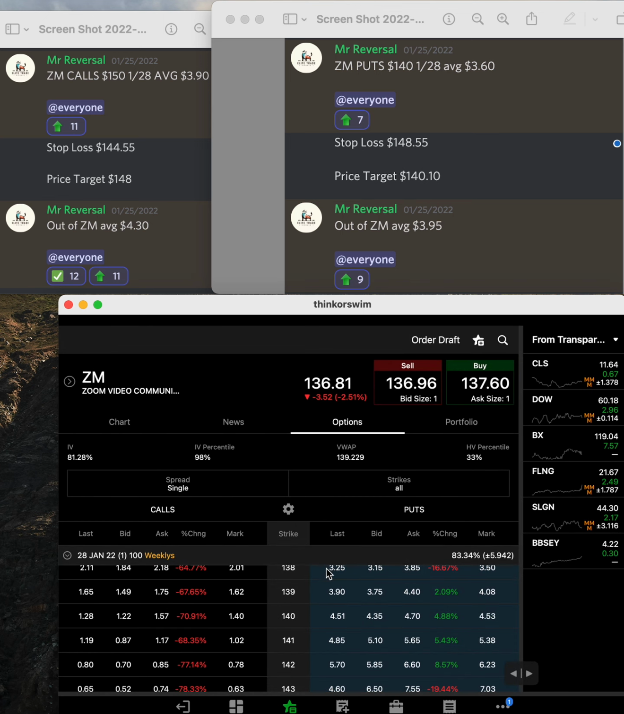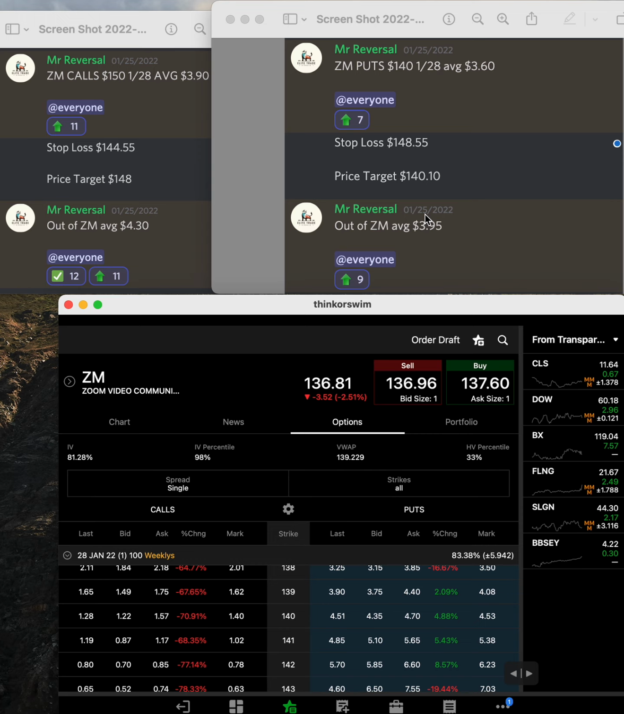hit that Zoom trade that we're in, and then exit if the stock price is rising, because with puts we want it to go down. And if the Zoom stock price hits 140.10, that's where we're looking to sell our contract. We got out a little early. We got out at $395, giving us a $35 per contract gain.